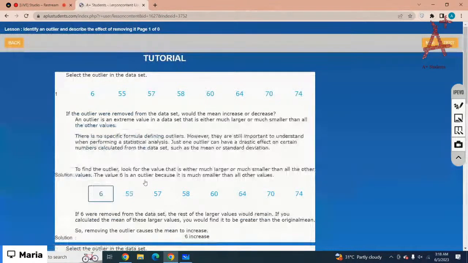Okay, so select the outlier in the data set. So in the given data set, the outlier is 6. Got it?